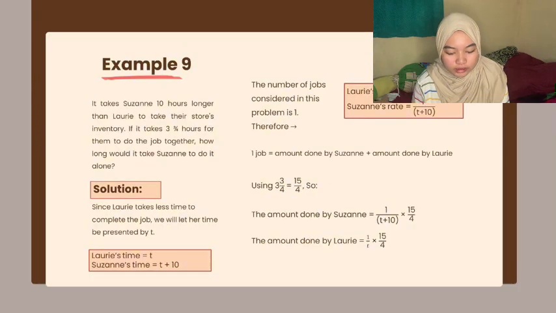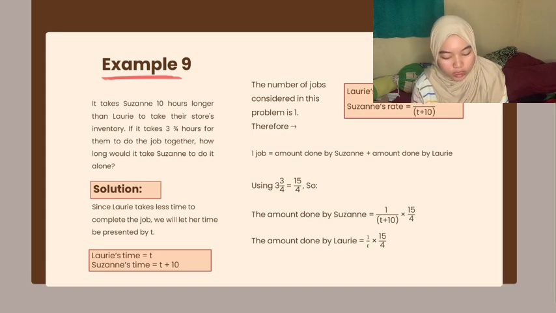Example 9. It takes Susan 10 hours longer than Lori to take their store's inventory. If it takes 3 and 3 over 4 hours for them to do the job together, how long will it take Susan to do it alone? In the solution, since Lori takes less time to complete the job, we will let her time be represented with T. Lori's time equals T. Susan's time equals T plus 10.